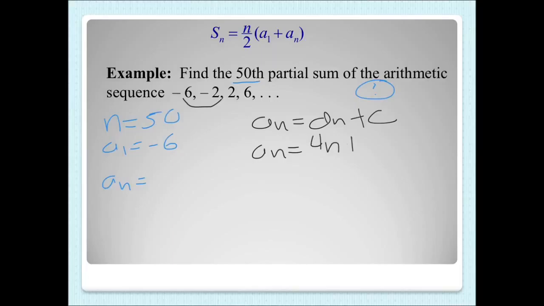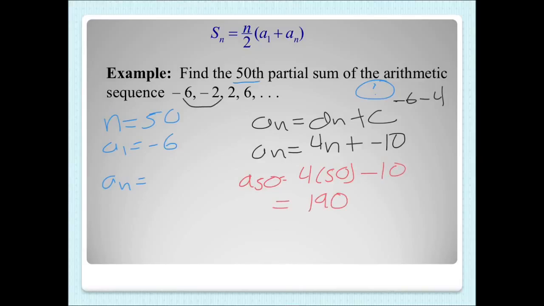And then for c, remember it's always a1 minus d. So in this case, c is going to be negative 6 minus 4, which gives us negative 10. So using that formula, I can find my 50th term by plugging in 50 for n, and I get 190. So 190 is now my a sub n, my last term.